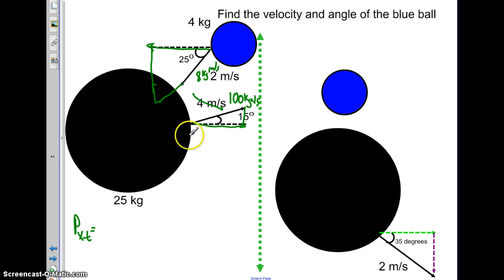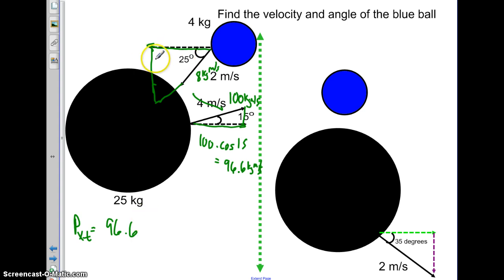What we've got here is the x momentum, this piece right here. You can find it by taking 100, which is the hypotenuse, times the cosine of 15. When you're doing this problem, make sure that your calculator is set to degree mode. If it's in radians, you will not get the correct answers. 100 times cosine of 15 gives me 96.6 kilogram meter per second.